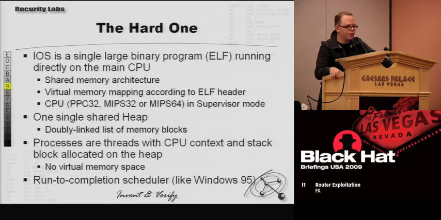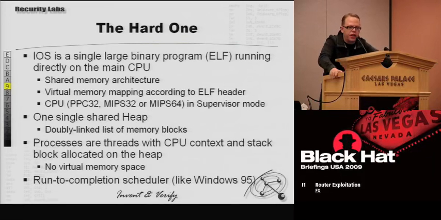The hard one is the one mostly shipped around the world, and it's IOS. And IOS is a single large ELF binary. It's the largest Hello World program you've ever seen, all in one thing. It has a shared memory architecture. It has virtual memory mapping according to the ELF header. So it has a text section, a data section and a BSS section, and that's about it. It runs right on the CPU in supervisor mode. There is no protection whatsoever. It has one shared heap, like everything shares one single heap, which is essentially just a fat doubly linked list.